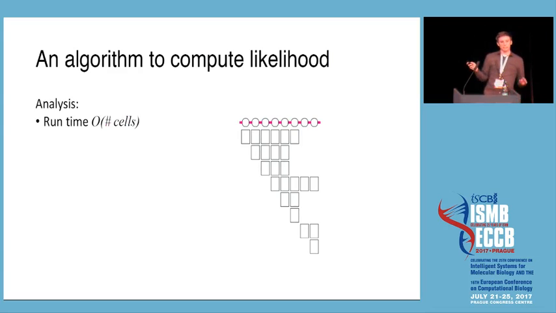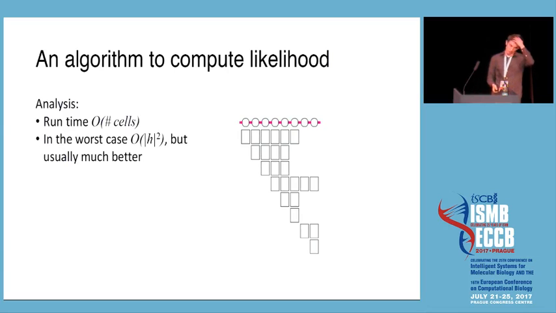It turns out that the runtime of this algorithm is proportional to the number of cells in the rectangular decomposition. Since this is the upper triangle of a matrix, that means in the worst case, it can take time proportional to the length of the haplotype squared, which is pretty large. But in practice, we do much better than that. And the reason is that this matrix has these sparsity properties.